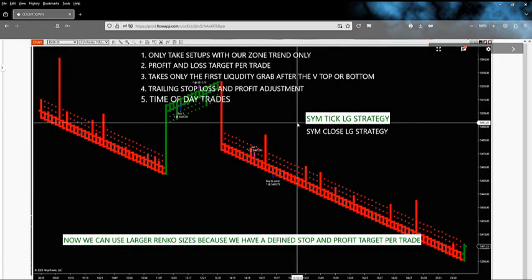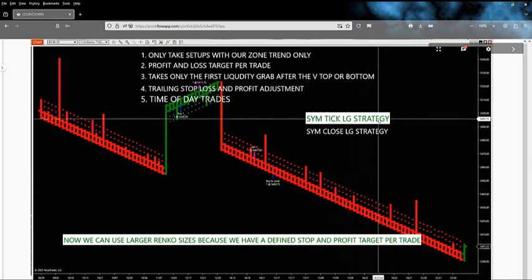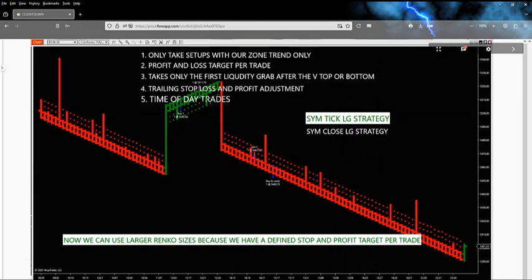Okay? You guys got any questions? All right. SimTick LG strategy is the best one to use. We'll start training on this on Monday. Make sure you have it downloaded on your computer. Okay. You guys have a happy Easter. And we'll start digging into this on how to use it, on how we want to utilize this in the room, and then how we want to utilize it with full automation if you want full automation too.